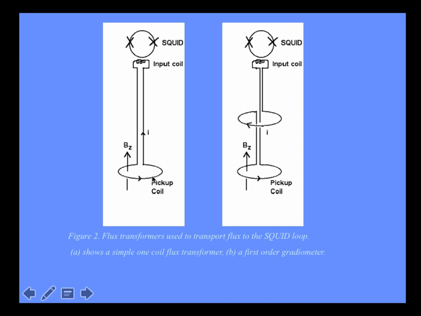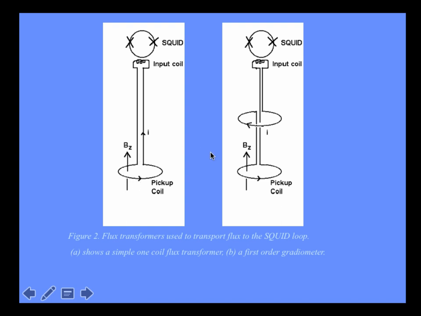There are different types of what we call flux transformers. The simplest is a single coil, which is a magnetometer, and that's picking up directly the Bz, that is the absolute value of the magnetic field flux that crosses that coil.